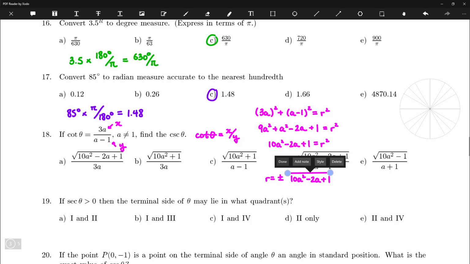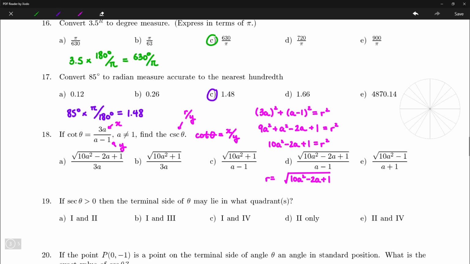Sorry about that. The r value is going to be positive. So there you go. And then it asks for cosecant theta, which is going to be r over y. So in this case, we're going to have the letter D. Since we know r is this expression here, and we know y is equal to a minus 1.